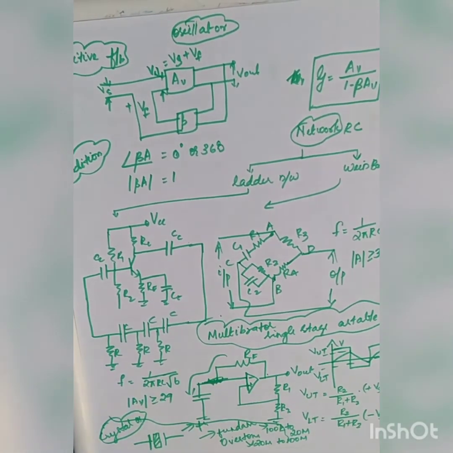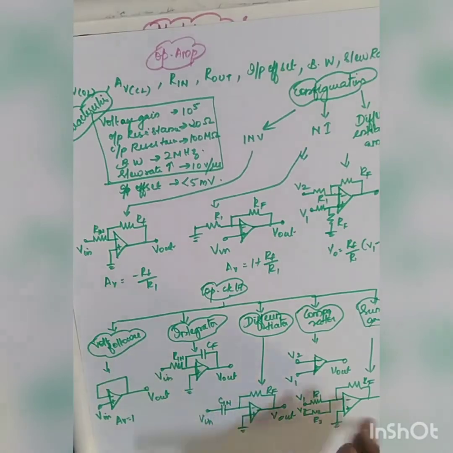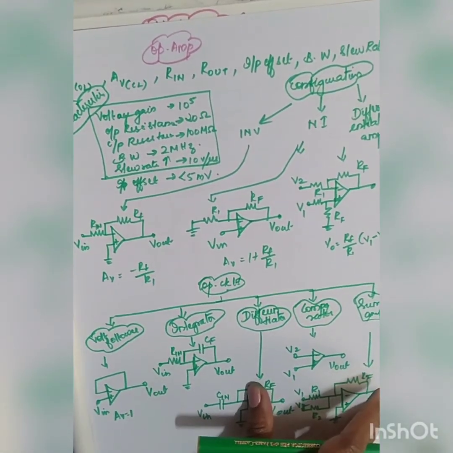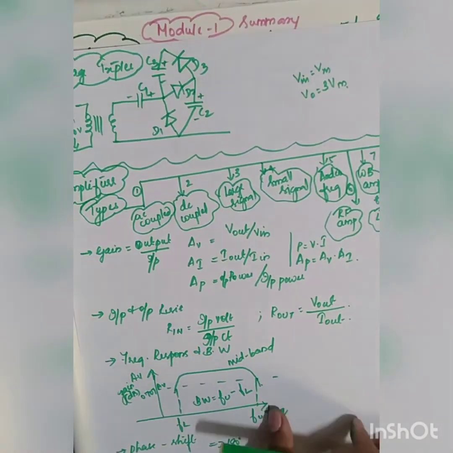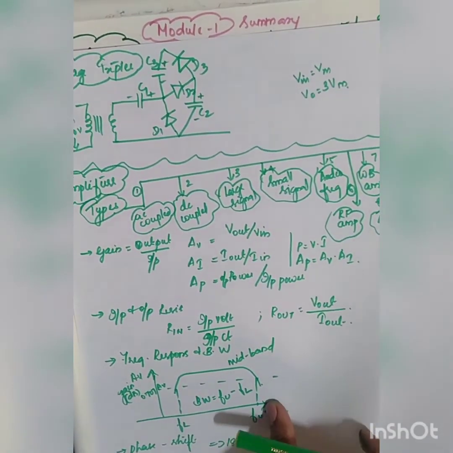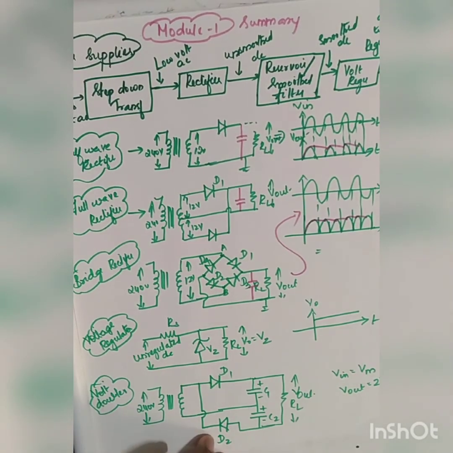Okay. So these are the different circuits and waveforms used in module 1, op amp. Next you had your amplifier and your full wave rectifier.